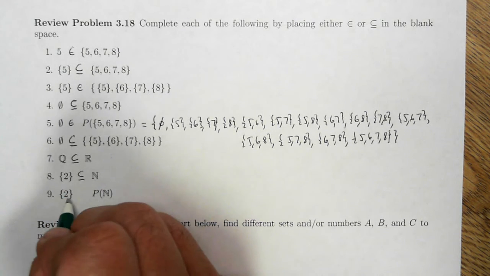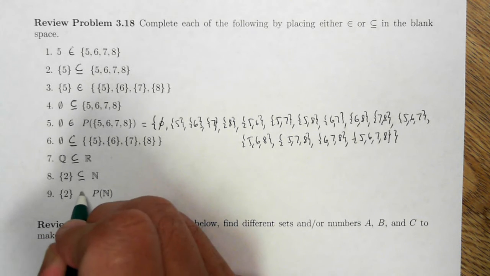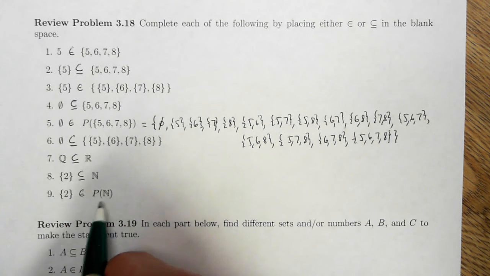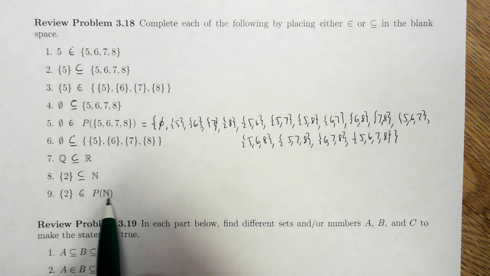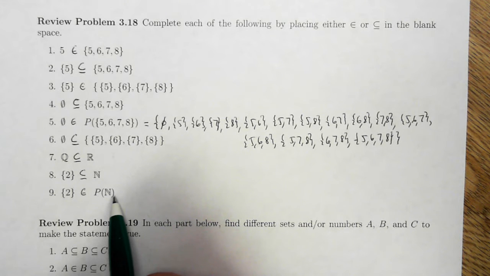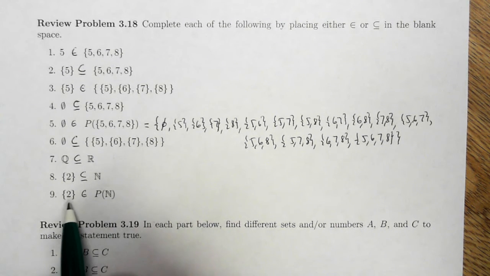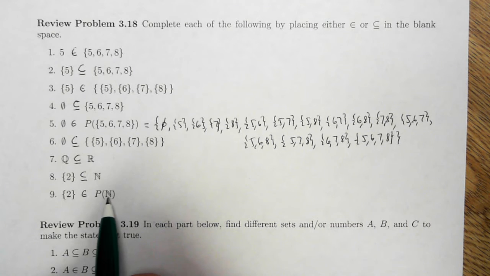And then finally, the set containing only 2 is an element of the power set of the natural numbers. Now this would take a while to write out because it's infinitely long. In fact, it's uncountably infinite, and for those of you that take further courses in set theory. But this right here is a subset of N, and therefore it is an element of the power set.